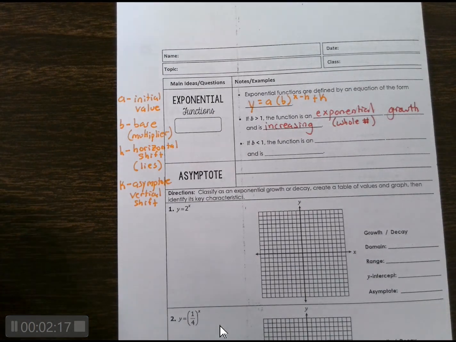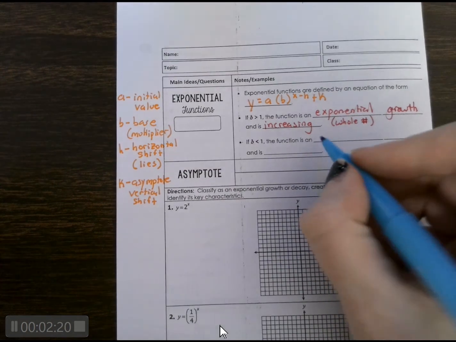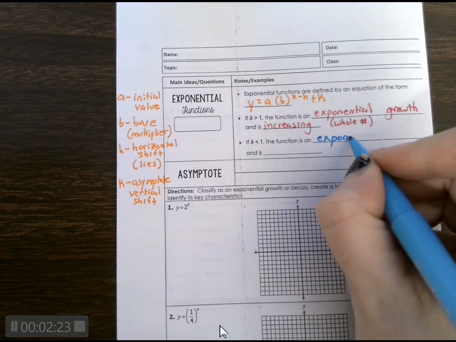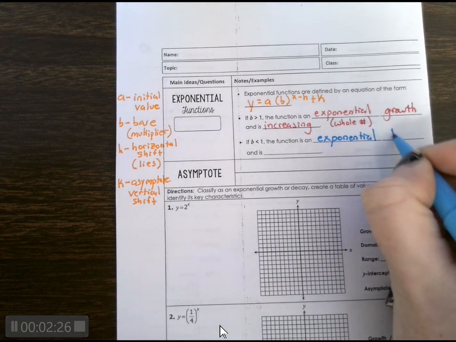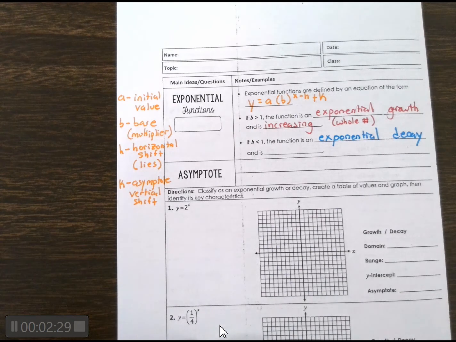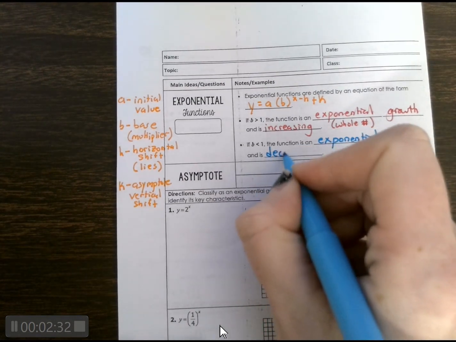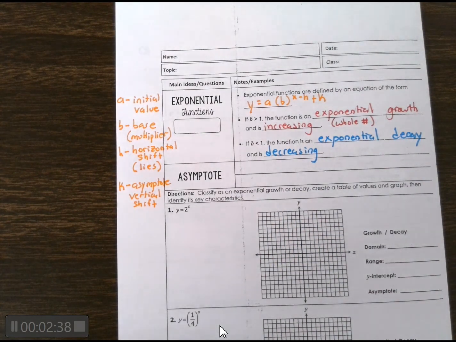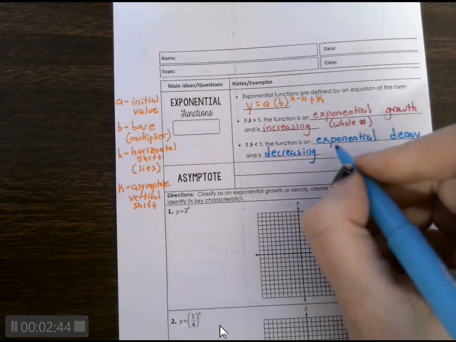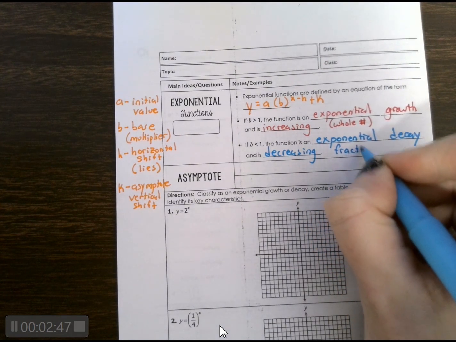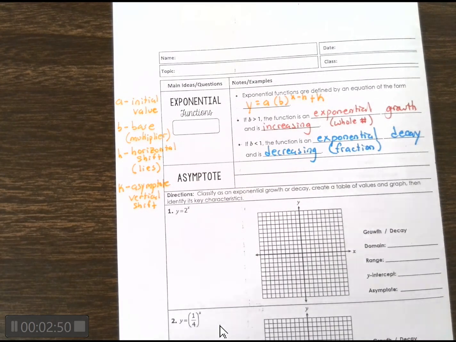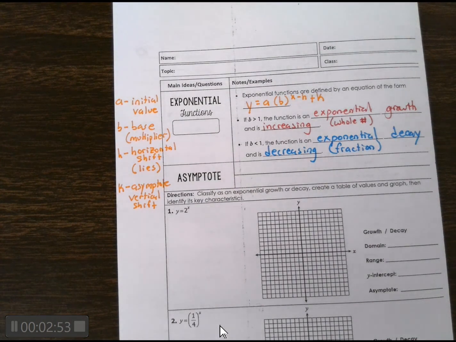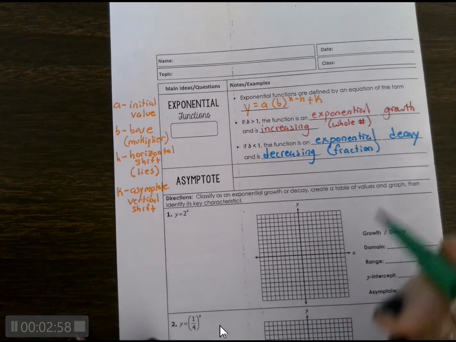So then if b is less than 1, the function is an exponential decay. And it is decreasing. So then what type of number is b if it's less than 1 and we have a decay? That's going to be called a fraction. Can b be positive, can b be negative? No, it cannot. B can only be positive.